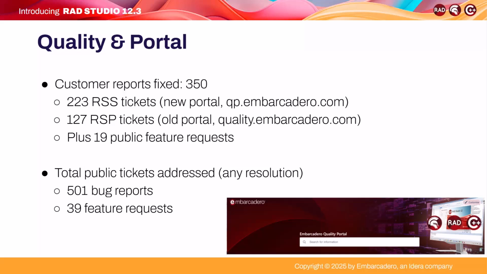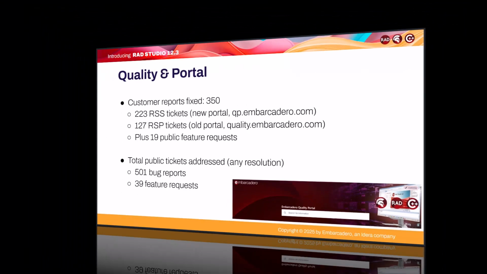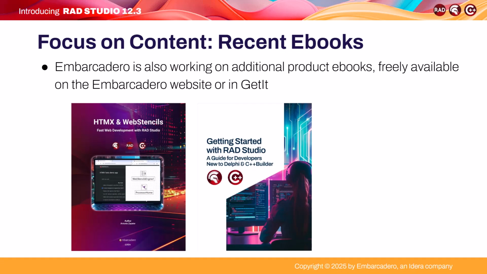And that's, again, affecting both the old and the new portal, and we'll mark them closed in the old and the new portal. In addition to the quality portal, we also wanted to mention about a focus on content, and that is our recent ebooks. If you look in the GetIt Package Manager down the left, you'll see a category that says Books. If you select that, you'll see two books that we have out already. One is about HTMX and web stencils, basically how to do some very powerful and modern web development using RAD Studio and the built-in web stencils feature.